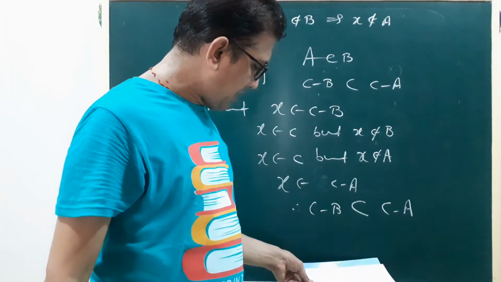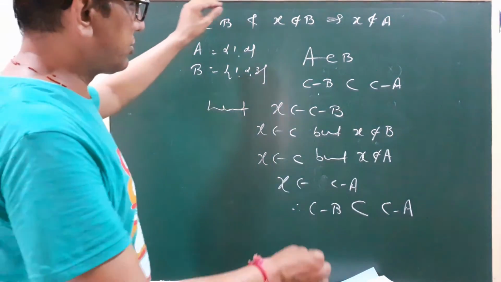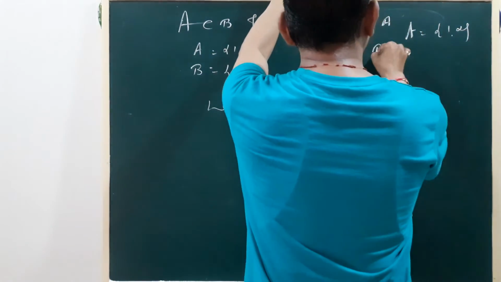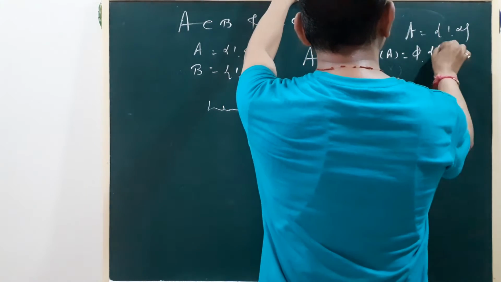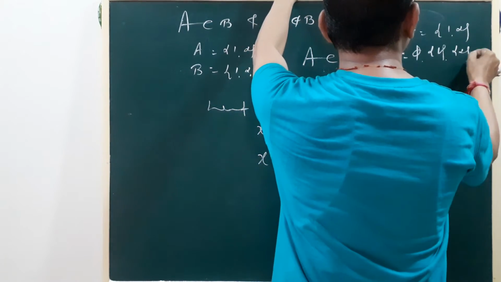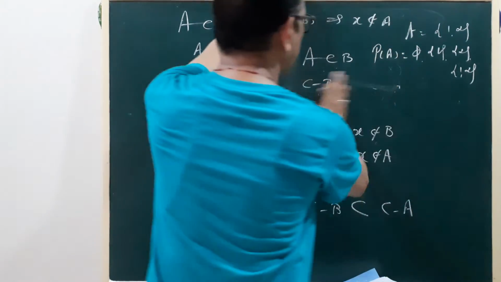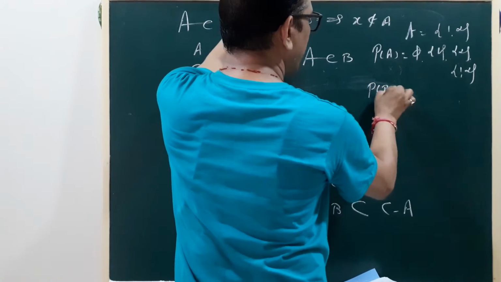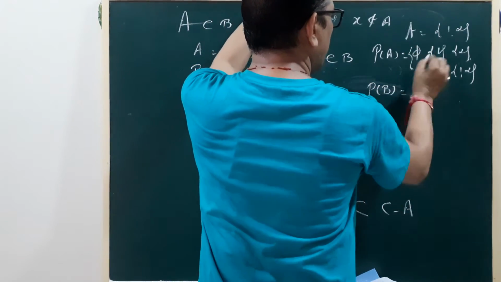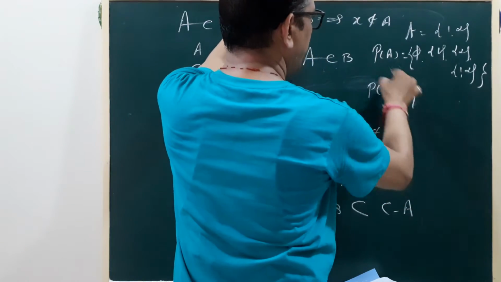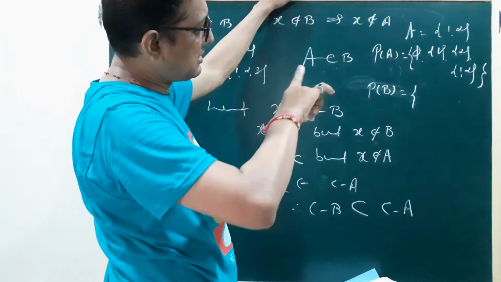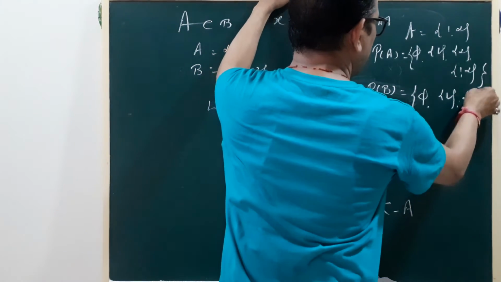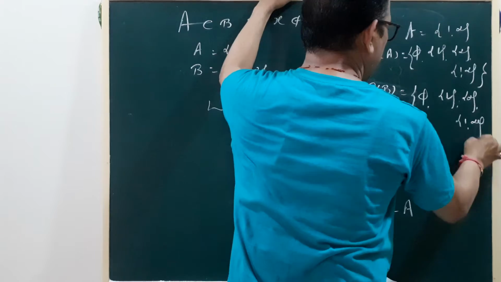The 7th: assume that PA equal to PB, then show that A equal to B. Suppose PA equal to PB. First we write A equal to {1, 2}. Now the power set of A is {∅, {1}, {2}, {1, 2}}. In our question PA and PB are both equal, so PB is again the same answer.